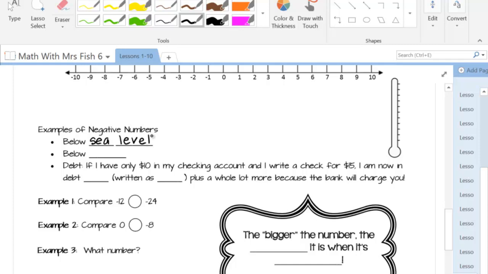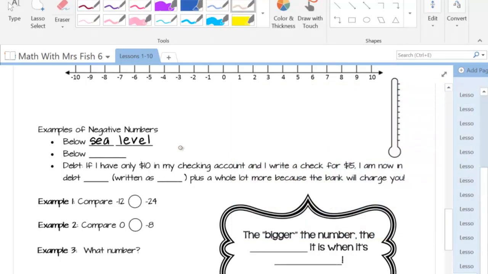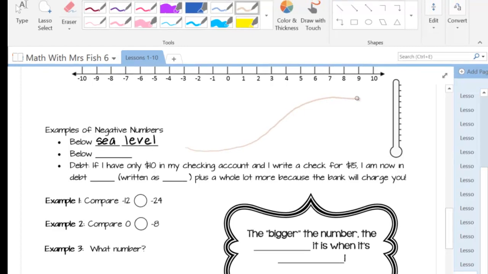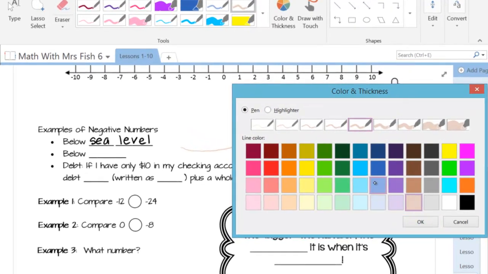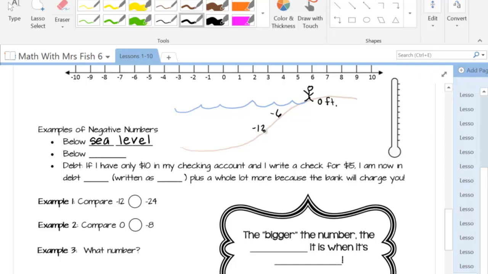So here's where your sand-colored pencil comes in. We're going to draw a little swoop there, and we're going to draw some water. And we're going to draw our person standing on the seashore. He is at 0 feet, we'll call it. And as the numbers go down, they are negative, below sea level.